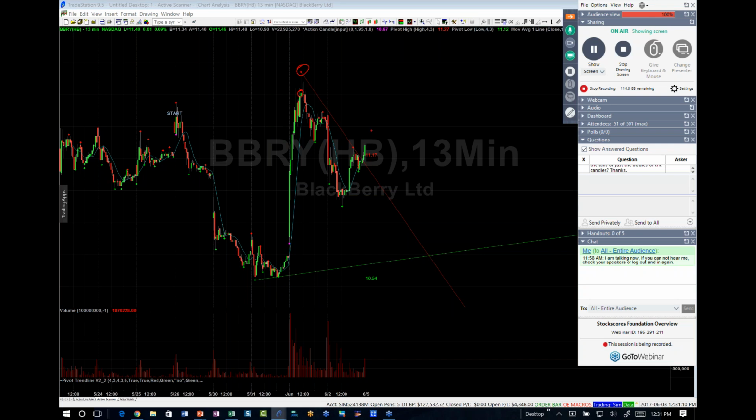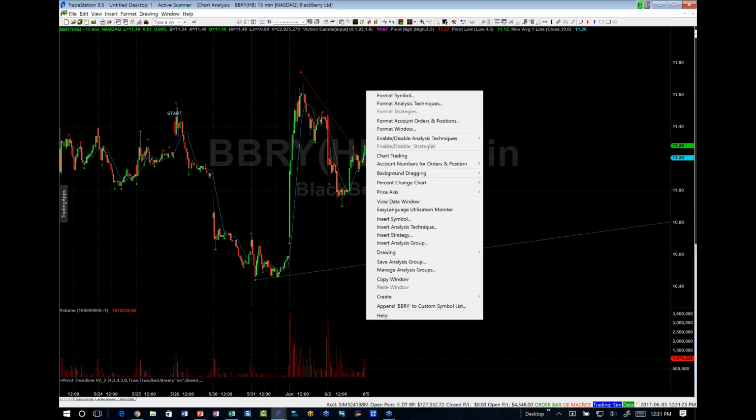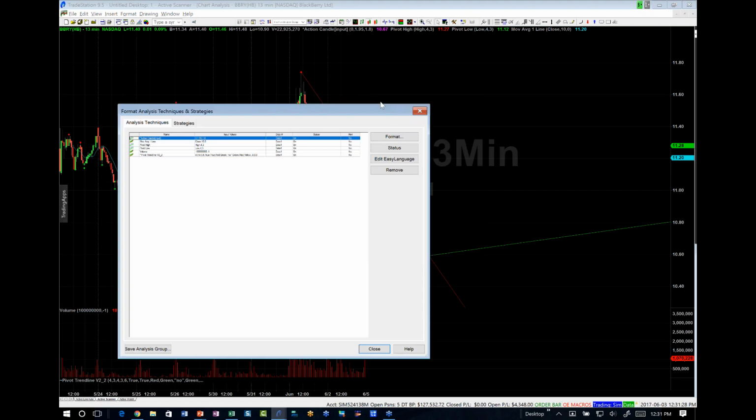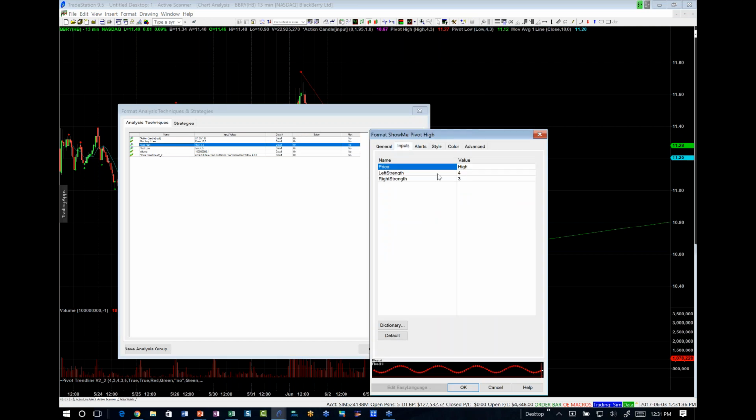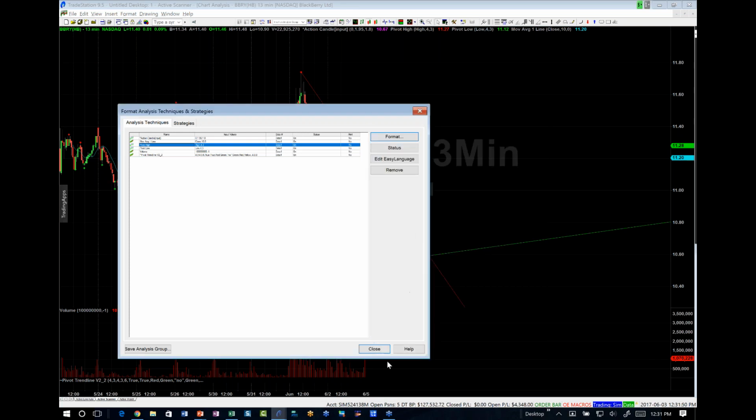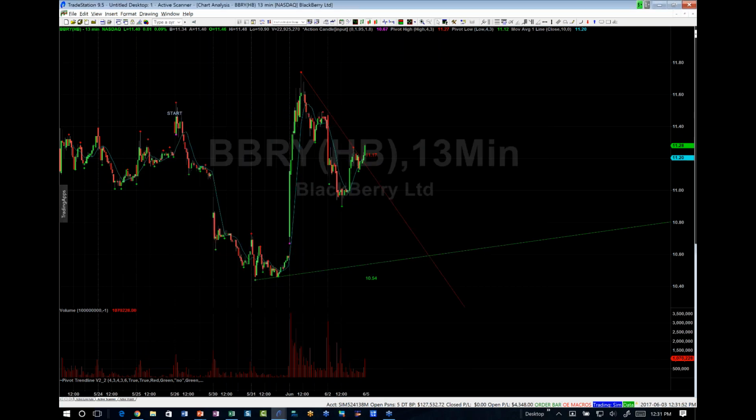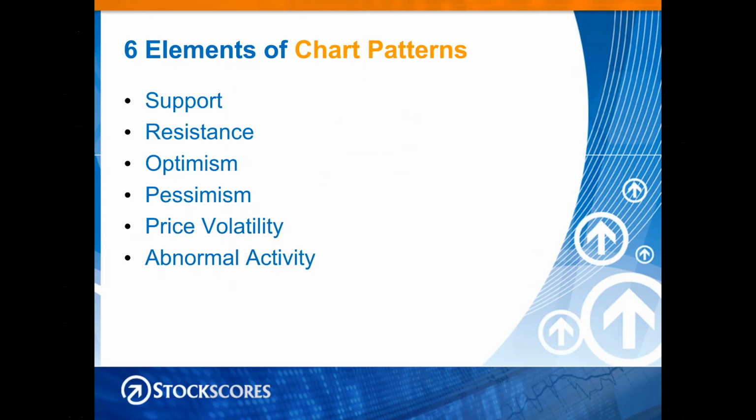Within TradeStation, I right mouse click here and go Format Analysis Techniques. This is jumping ahead. It's not something everyone's going to do because you're not going to use TradeStation, but I just want to show you what you can do. It allows you to tell it whether you want to base it on the high or the open or the close or whatever. You can tell it whether you want to use the bodies or the highs. I use the highs and lows, but you can try different things, experiment with it. I've done that work and I found that using the tails of the candles works better.